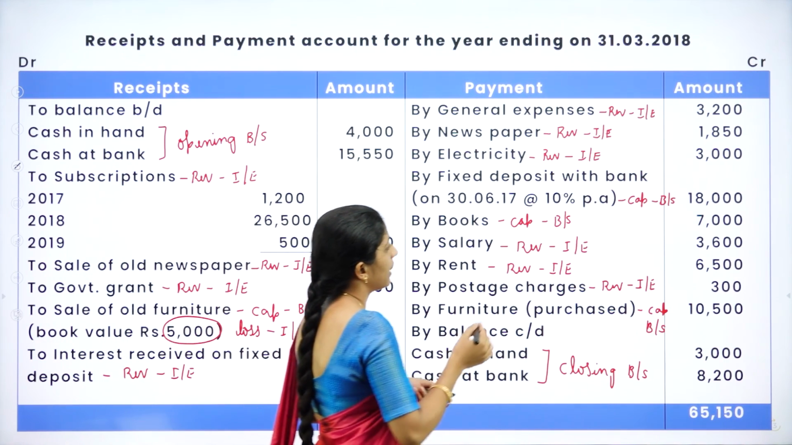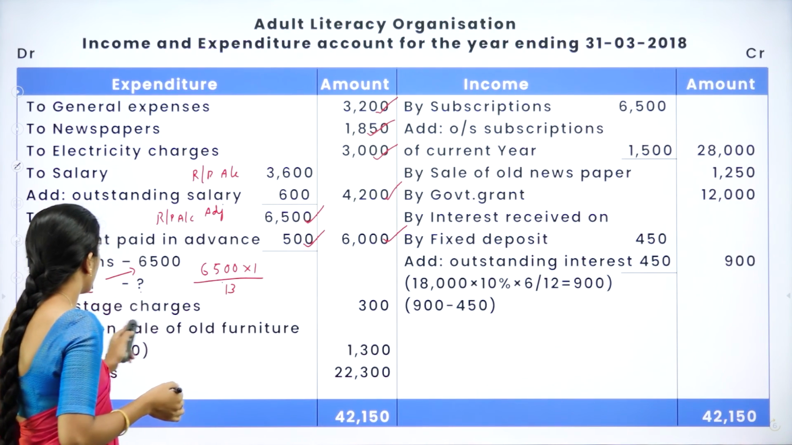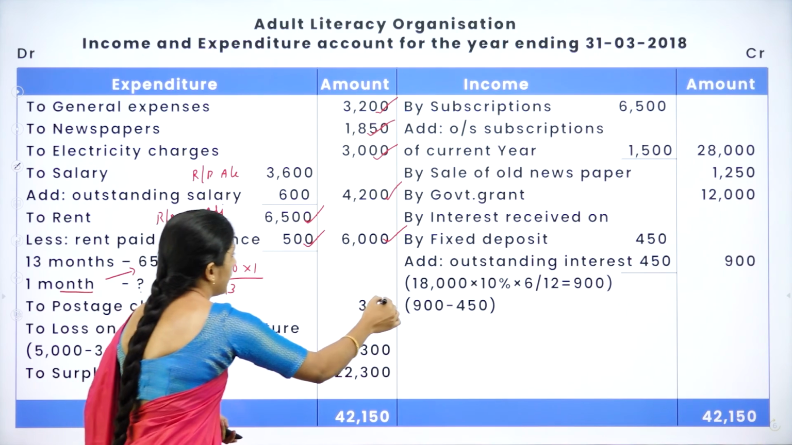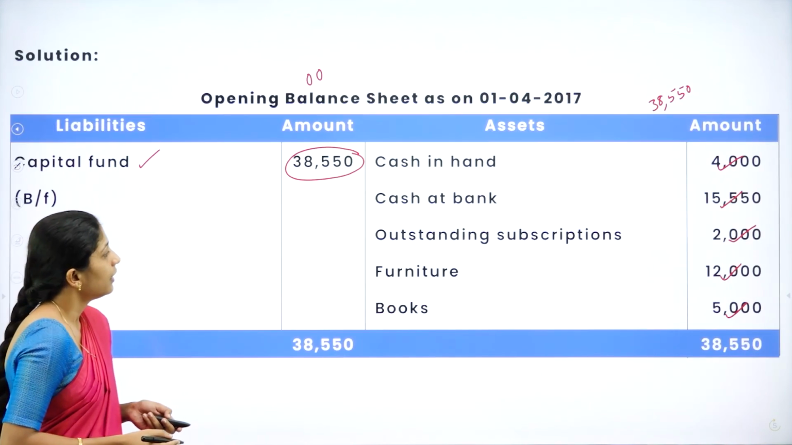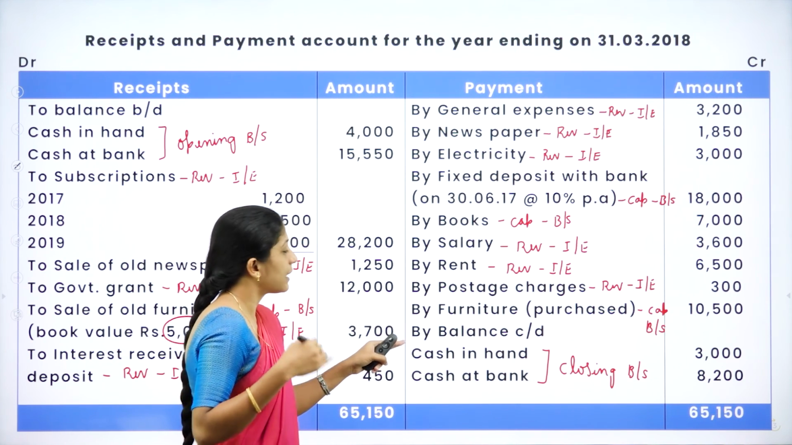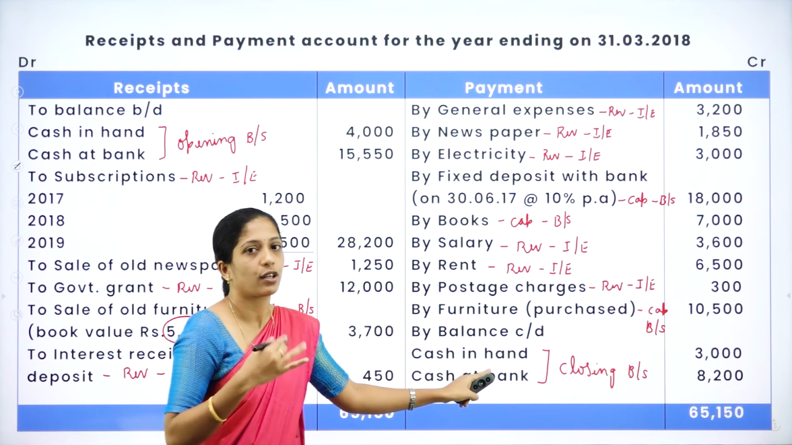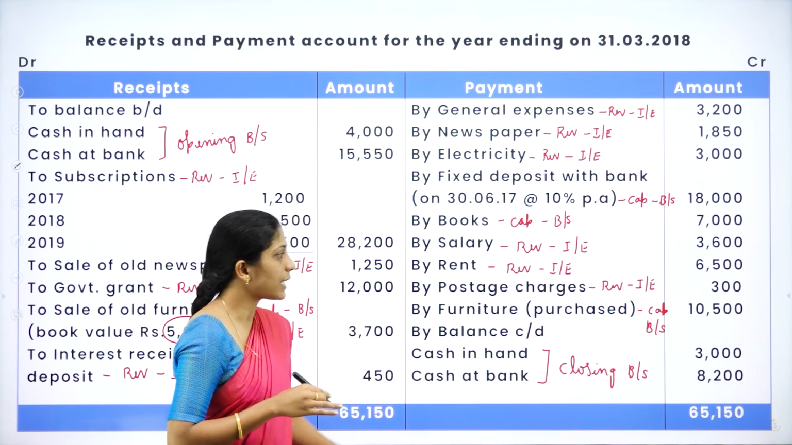Yes. Next item under receipts and payment account is postage charges. So it is a revenue item. No more adjustment relating to postage charges. We are going to record the same postage charges 300. Clear? Next, furniture. So it is a capital item which comes under balance sheet, and also closing cash in hand and closing cash at bank, it comes under closing balance sheet.